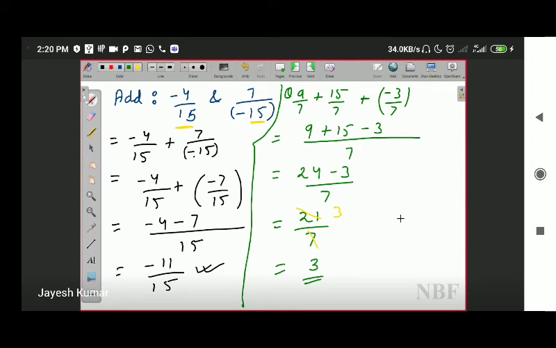It depends upon the wording of the questions. You have to read the questions properly. If it's saying simplify, then the correct answer is 3. If it's saying just add, then you can leave it at 21 upon 7. I will sincerely suggest you leave the answer as 3. So there is no grounds for it being incorrect.